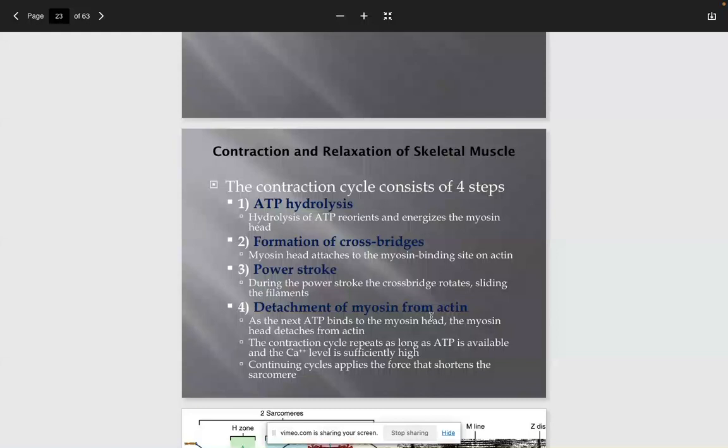So just go through this again. Again, these 4 steps are important. You have the splitting of ATP through ATP hydrolysis. You have the formation of cross bridges. You're going to have the power stroke, which again is just going to be where actually the filaments slide past each other. And then you're going to have detachment of myosin from actin. And we know that myosin must bind to ATP in order for relaxation to occur. So this is important. The contraction cycle repeats as long as ATP is available and there is sufficient levels of calcium. Remember, I said that calcium needs to be present in order for muscular contraction to occur.